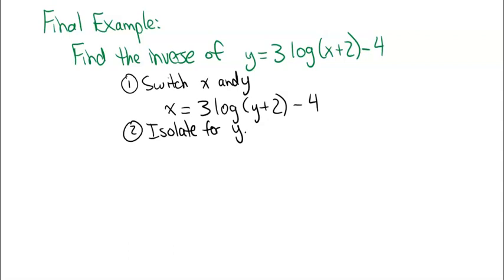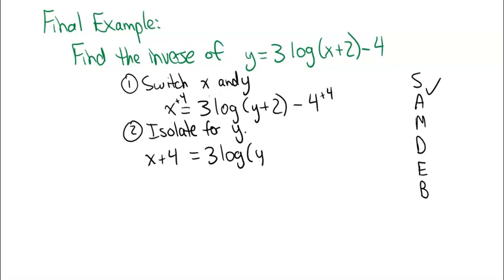The first thing I want to remember is that I'm following the order of operations in reverse. So it's SAMDEB: subtract or add first, then multiply or divide, then exponents and brackets. The reason I'm doing it in reverse is because I'm not trying to solve something knowing all the numbers. I'm trying to undo what everything does. So the first thing I'm going to do is the subtracting or adding. I'm going to add 4 to both sides. This gives me x plus 4 equals 3 log (y plus 2).